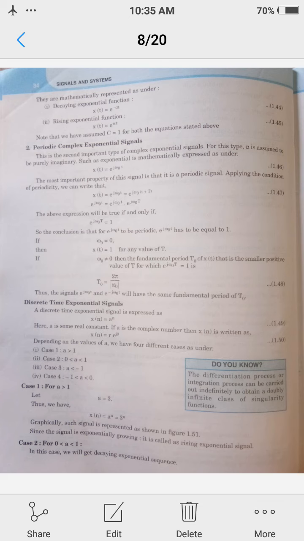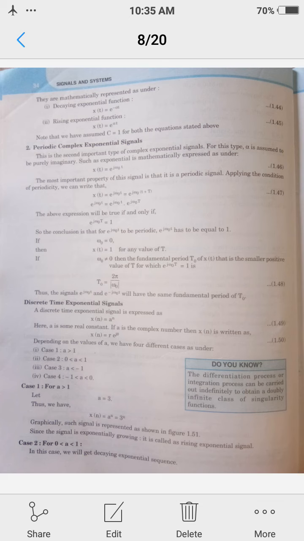And e to the power j omega 0 (t plus T0) is equal to e to the power j omega 0 t dot e to the power j omega 0 T0, which is possible only when e to the power j omega 0 T0 is equal to 1. When omega 0 is 0, then x(t) is 1 for any value of t. Otherwise T0 is equal to 2 pi by omega 0, where omega 0 is the angular frequency, and T0 is the fundamental time period of the signal.